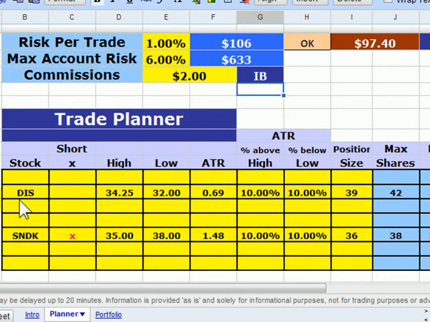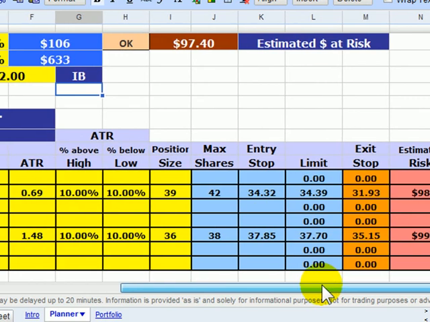So here I simply type in the symbol, the high I want to go above, the low I want to go below if things go south. I then type in my ATR and what percent of that ATR I want to go in above the high for my entry and below the low for my exit. Once I've entered this data, I can just let the sheet do the rest of the work for me.